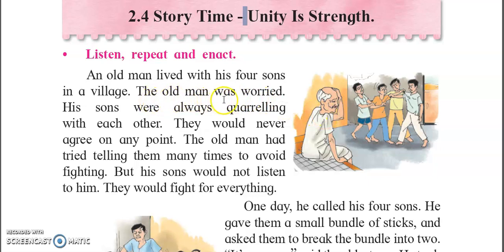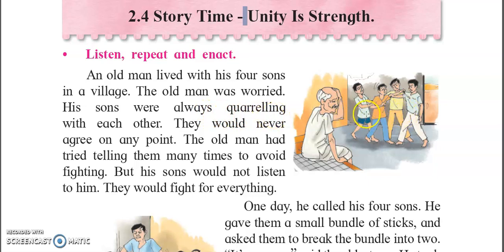The old man was worried. Now this old man, he is worried. And why was he worried? Because his sons, they quarrel. Now worried means disturb or upset. His sons were always quarreling.